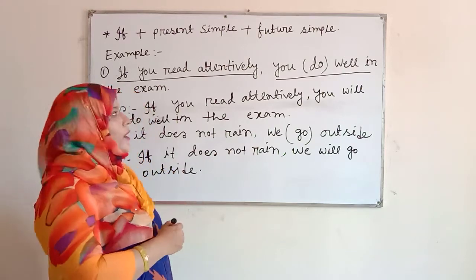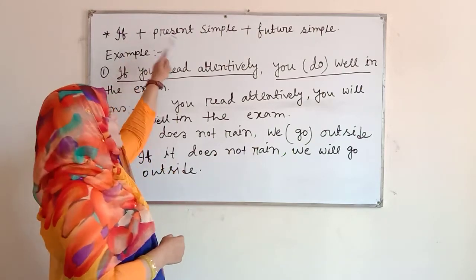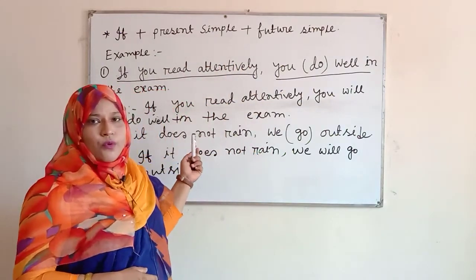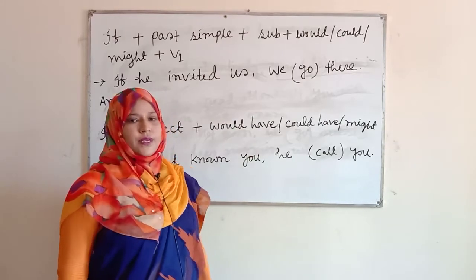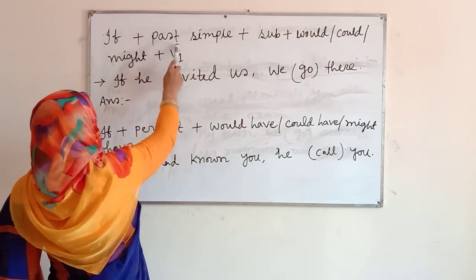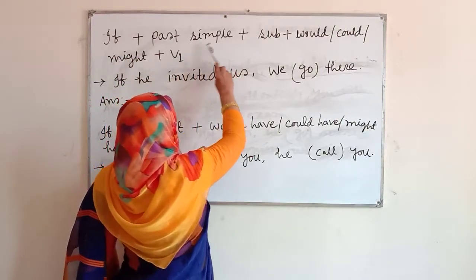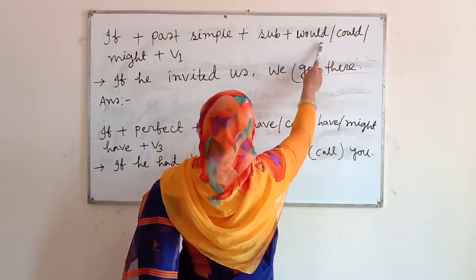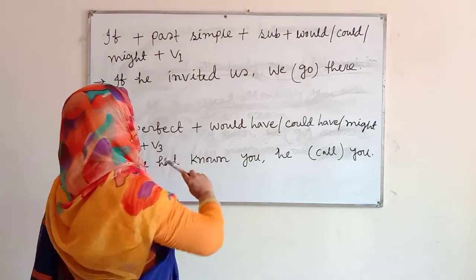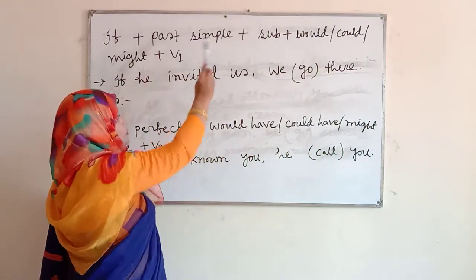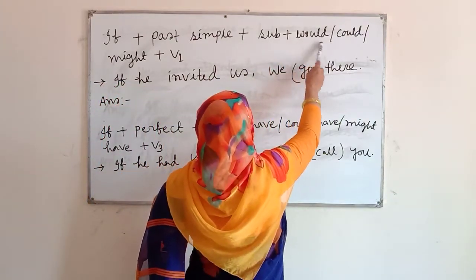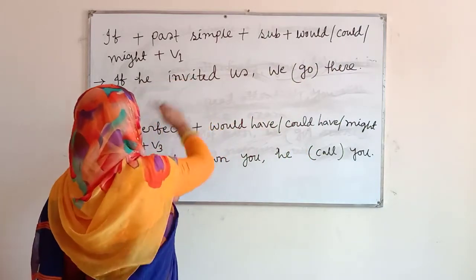Dear learners, you have to remember this rule, if plus present simple plus future simple. Now we will go to another rule. Dear students, here is another structure. If plus past simple plus subject plus would or could or might plus verb 1. Notice it, if plus past simple, then we will use subject plus would, could, might, verb 1.